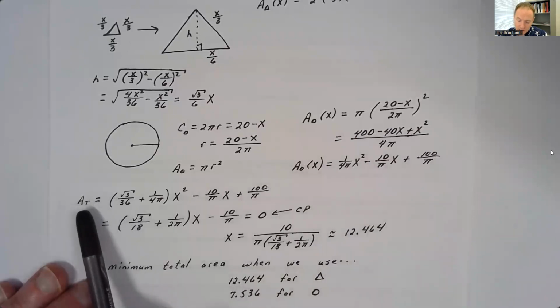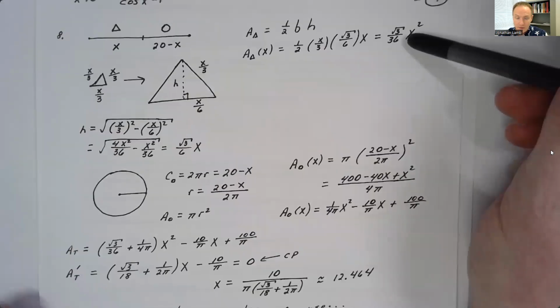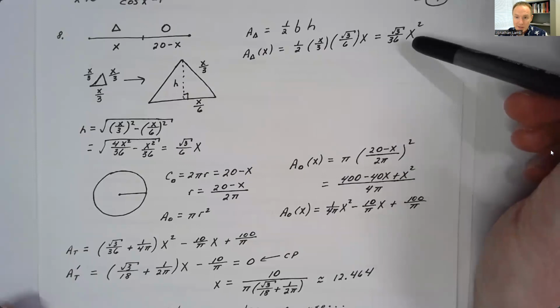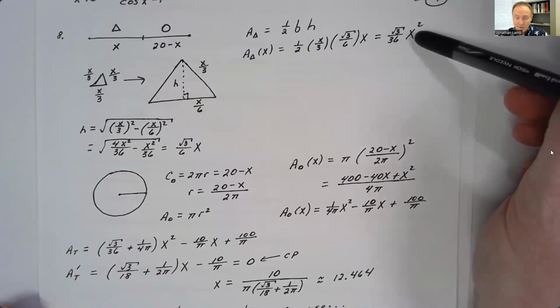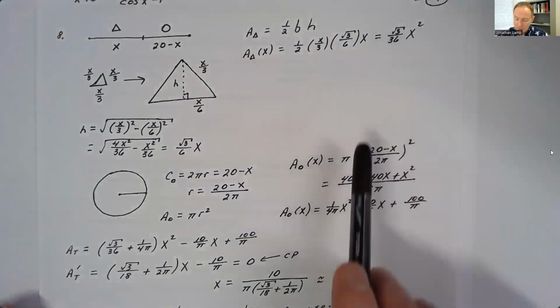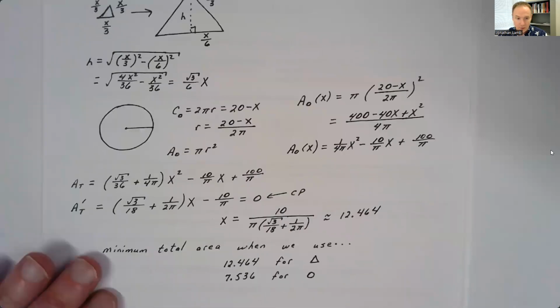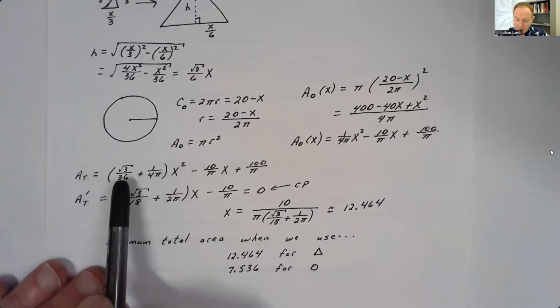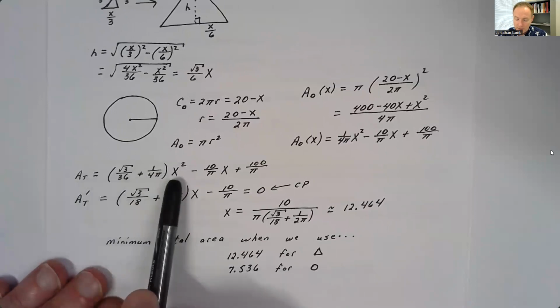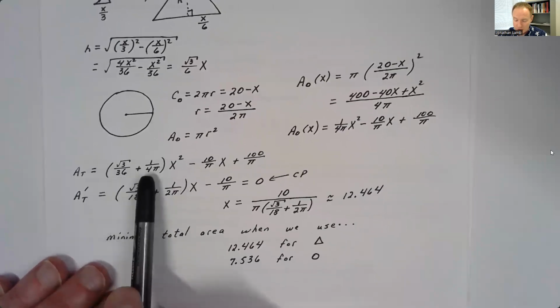I needed to minimize the total area, so I had to come up with a total area formula. And I said, well, total area is just area of the circle plus area of the triangle that I did up here. So I saw that the area of the triangle only had an x squared term. This one had an x squared term. I went ahead and added the coefficients of x squared. That's where this square root of 3 over 36 plus 1 over 4 pi, x squared came from in my total area equation. So that's the sum of the coefficients of x squared, and I preferred to keep it exact. I didn't want to bring in any messy decimal approximations.